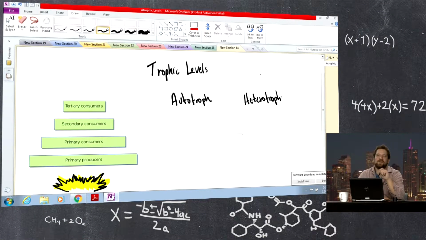So to talk about this, we talk about something called trophic levels. So trophic levels are really just sort of like levels on the food chain. If you're at the first trophic level, you're at the bottom of the food chain. And you're actually something called an autotroph, or a producer. So another name for an autotroph is a producer. And just like the name sounds, a producer produces its own food.